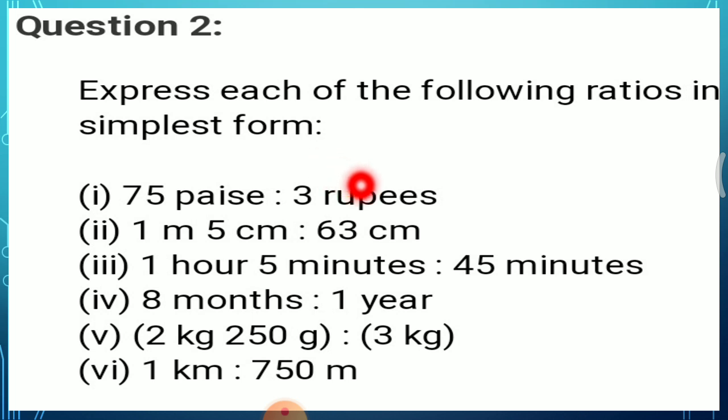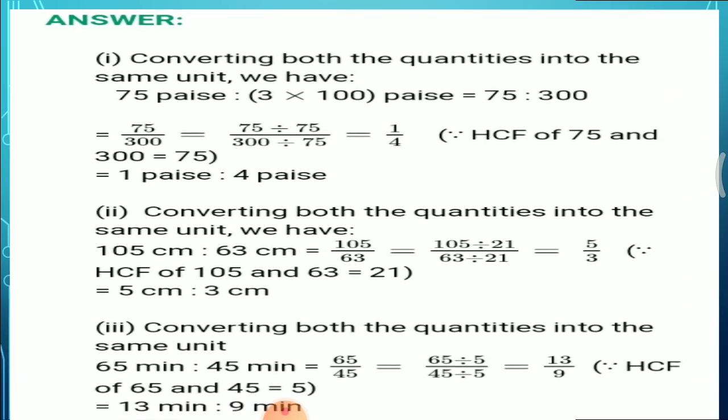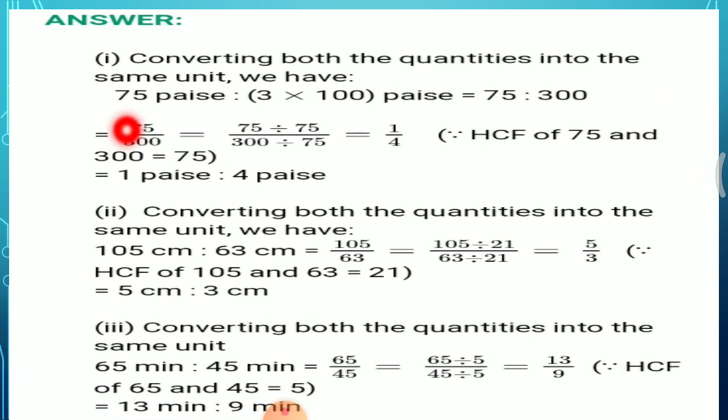75 paise ratio 3 rupees. So at first, student, you do it into the same value, means 75 paise, and you know very well that 1 rupee is equal to 100 paise, so 3 rupees is equal to 300 paise. 75 by 300. Now you take HCF of 75 and 300. So answer will be 75. You divide it by 75. So answer will be 1:4. Okay. So 1 paisa ratio 4 paisa.